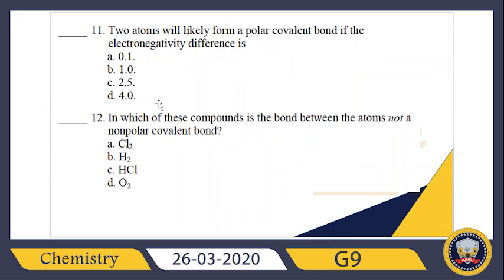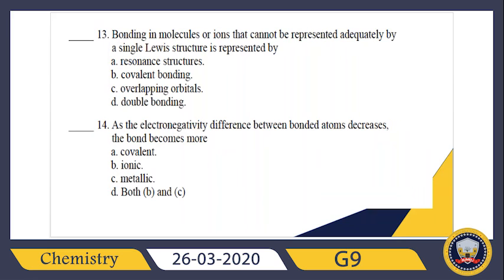Okay, so number 12. In which of these compounds is the bond between the atoms not a nonpolar covalent bond? You can see it's obvious. It is HCl, because Cl2 is a nonpolar covalent bond, and so are H2 and O2. So the only one that is not a nonpolar covalent bond is HCl. Okay, so let's continue.